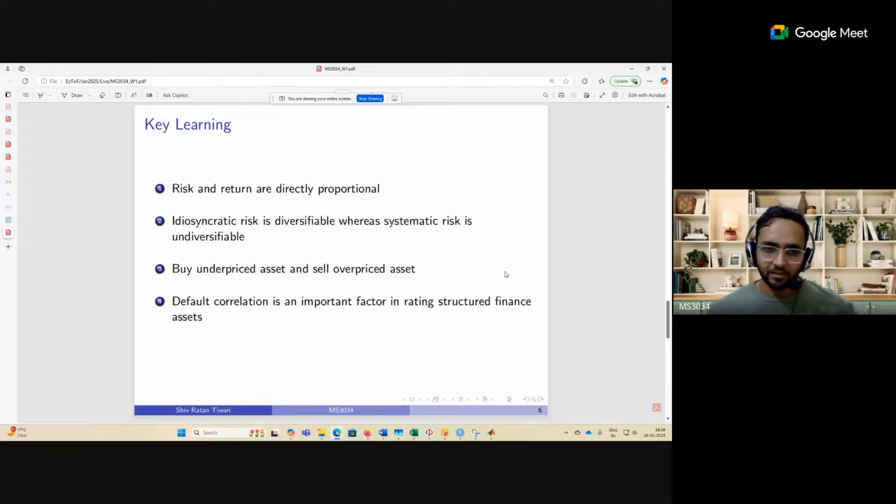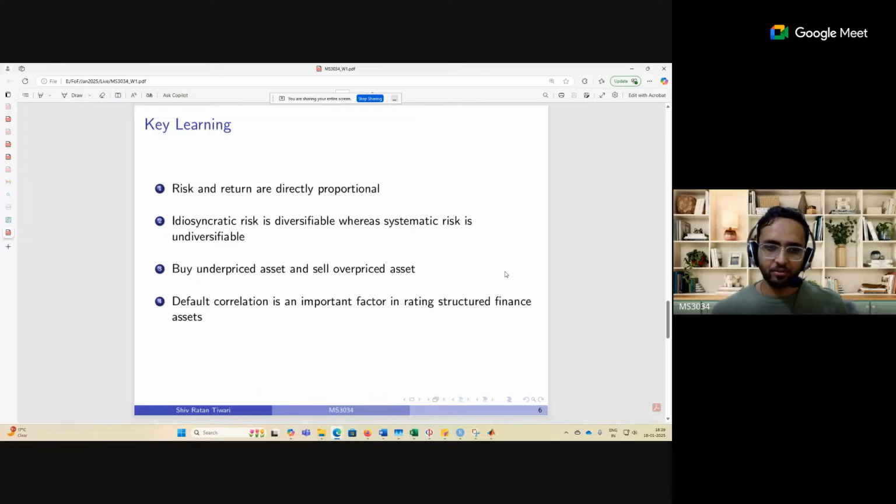The basic principle of acting in the market is that you buy the underpriced asset and you sell the overpriced asset. That is the basic underlying principle you should follow when you are investing in the market. For that you need to do extensive research to find whether a particular asset is overpriced or underpriced. We will be discussing in this course how you determine the value of a particular asset.